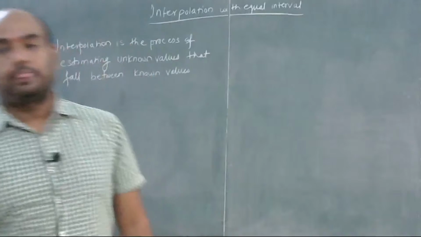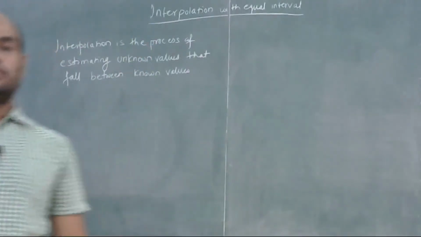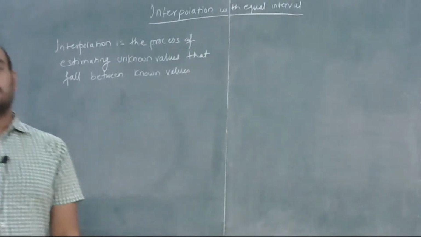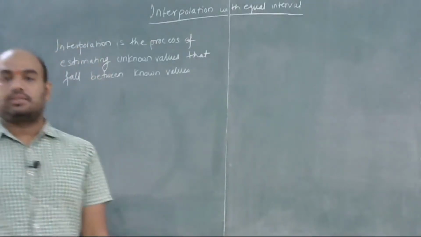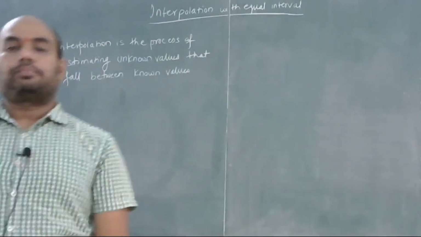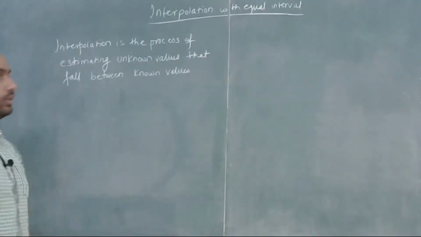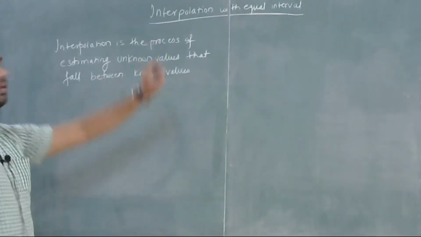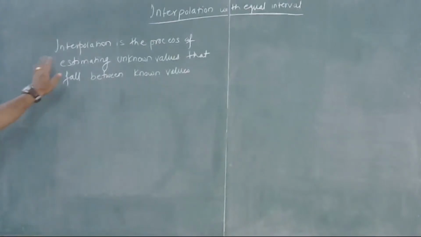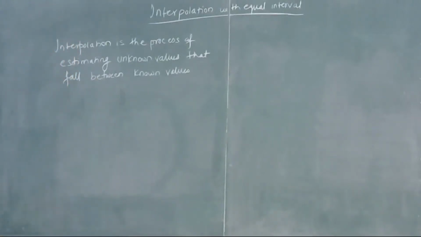Good afternoon everyone. So today we will discuss interpolation with equal intervals. In the last two classes we have seen forward difference, backward difference, central difference, and the application of this finite difference. So here we will deal with interpolation with equal interval. What is interpolation? Interpolation is the process of estimating unknown values that fall between two known values.